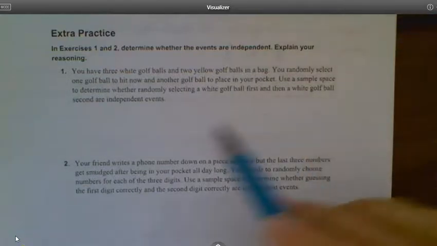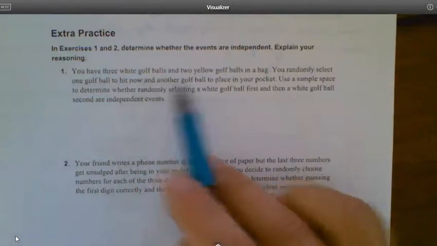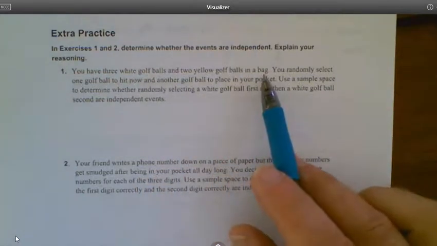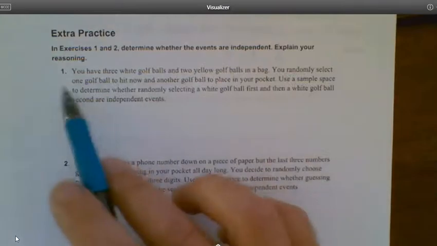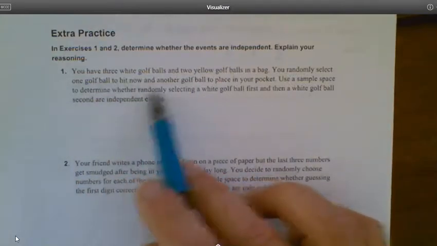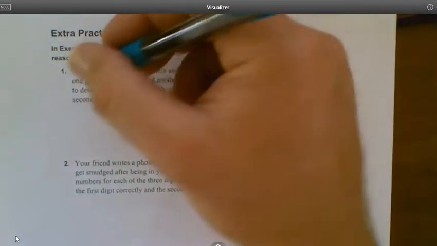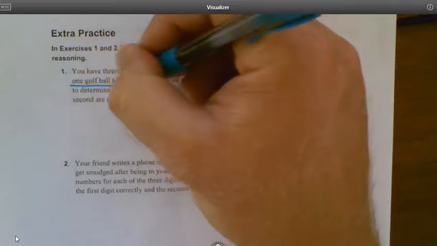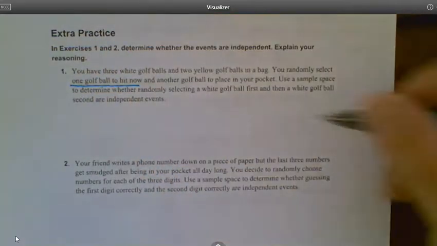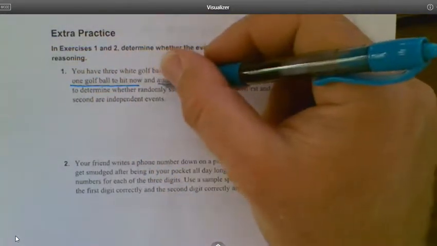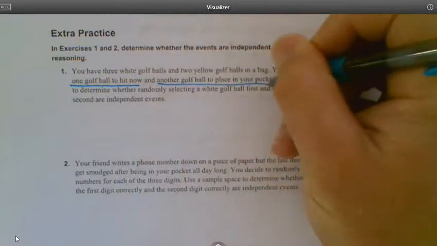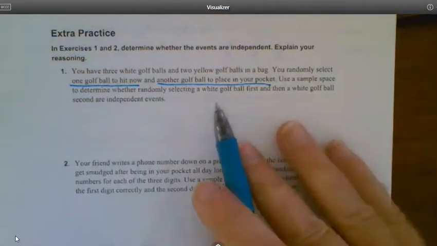So on this first one, we got these 3 white golf balls and 2 yellow golf balls all in a bag. I'm randomly going to select one golf ball to hit now and another golf ball to put in my pocket. So I have 2 events going on, right? In the first event, I'm just taking one out to hit. And in the second event, I'm going to take out a second golf ball and put that one in my pocket. So those are 2 events right there.